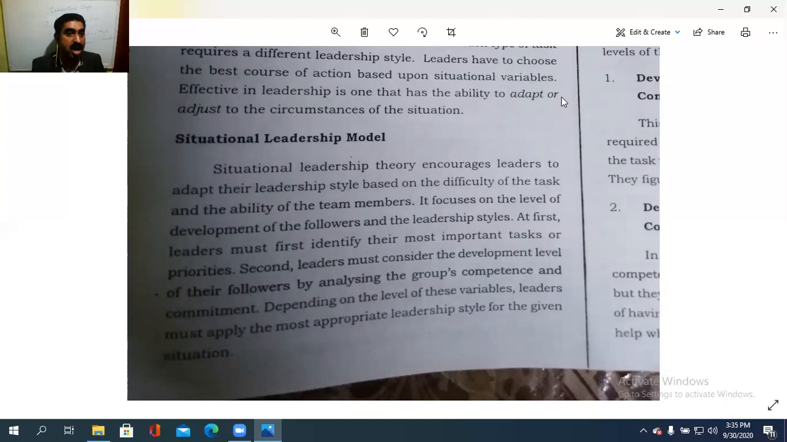Based on the situation, how a leader performs. On what basis? On the basis of the subordinates, how he performed, how much he is capable, competent, then only the leader can perform well. So this is the situational leadership model. So we saw today the path goal theory and the situational leadership theory. So four theories are there. Trait theory is there. Then contingency theory is there. Path goal theory is there. And situational leadership theory is there.